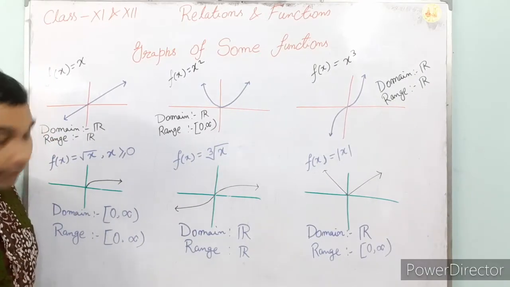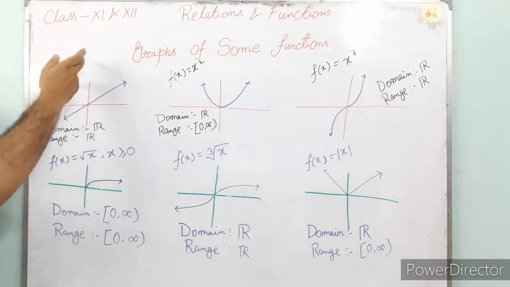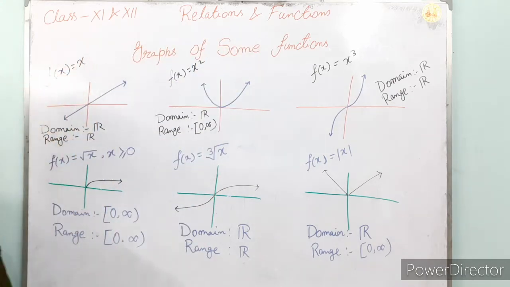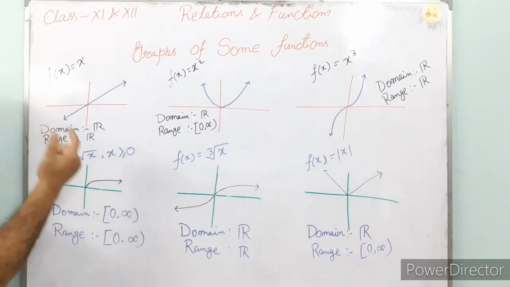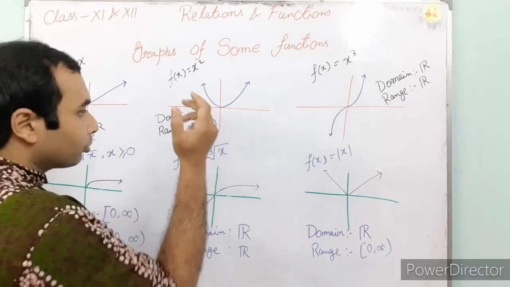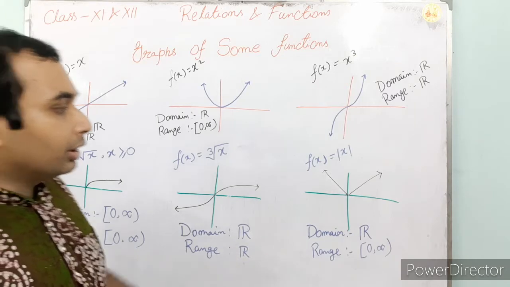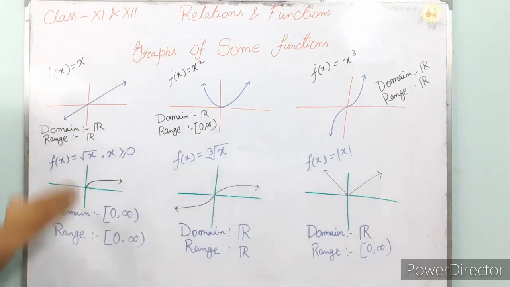Students, I have drawn here some of the graphs. Actually all are powers of x. Here f(x) = x, I have told you previously, then x squared, x cubed, root x, that is x to the power half, x to the power 1/3, and this is the modulus function, or you can say the absolute value function. So the graph looks like this. Let me just tell in brief.